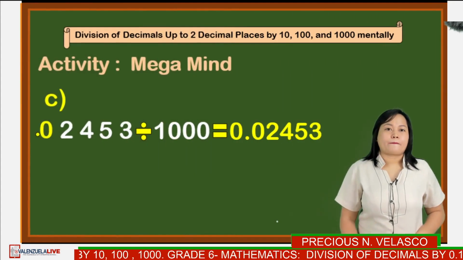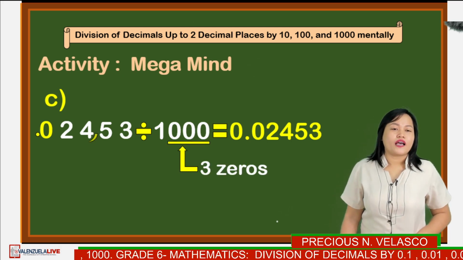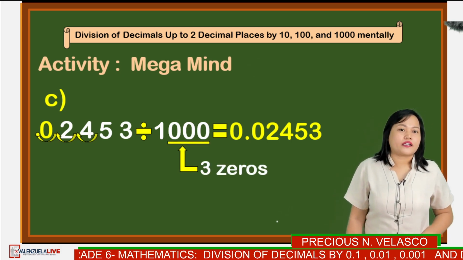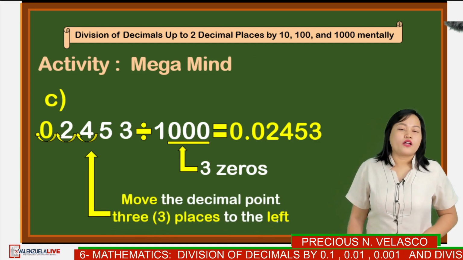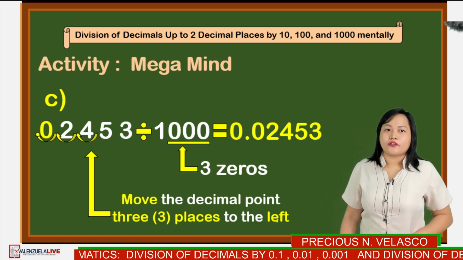Last one. Okay, so we have here 3 zeros. So we are going to move our decimal point 3 places to the left. And as you can see, I add a 0 as a placeholder in our quotient.